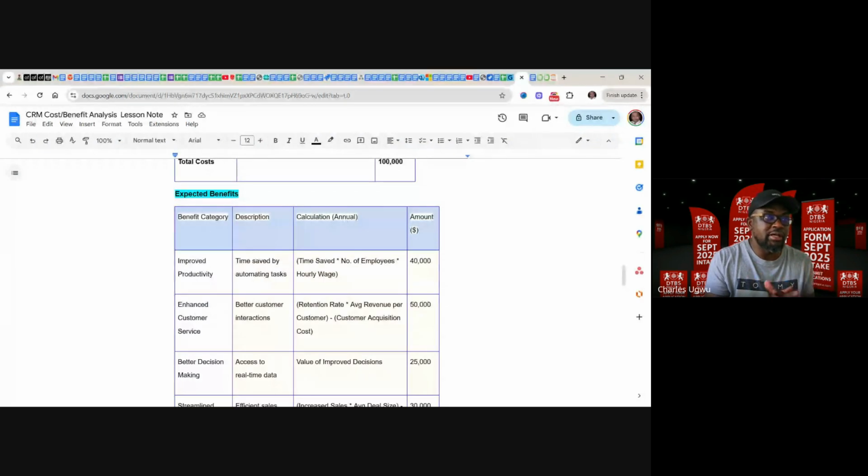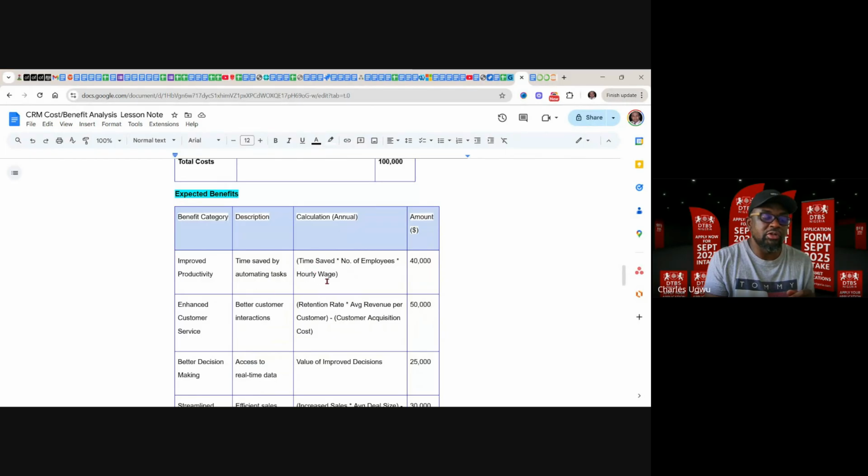So in so many cases, when we automate a system, some workers will be moved to some other areas that do not need automation. So that's how we do it.